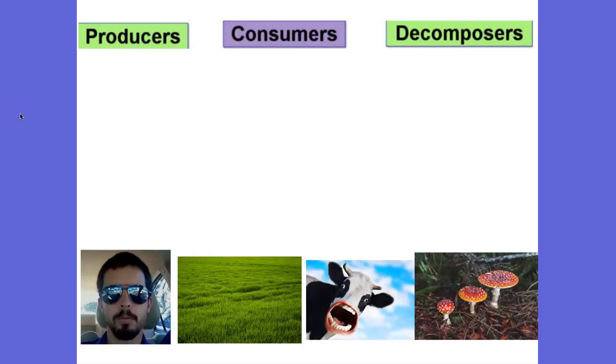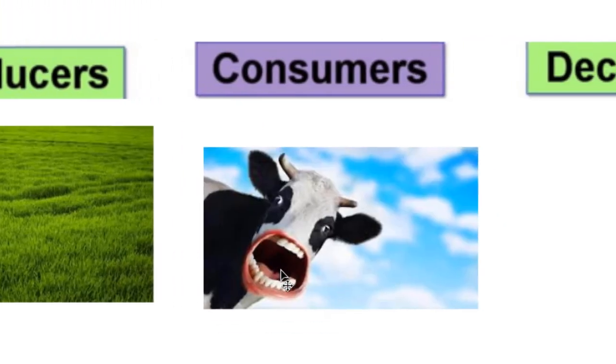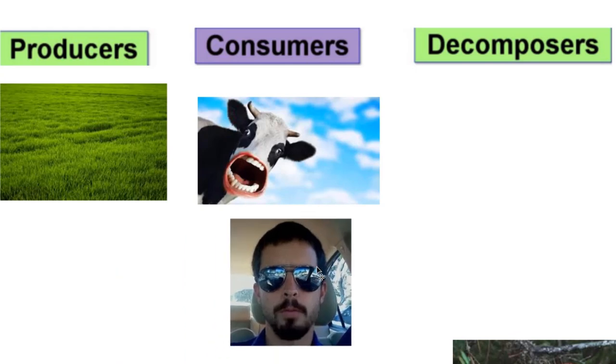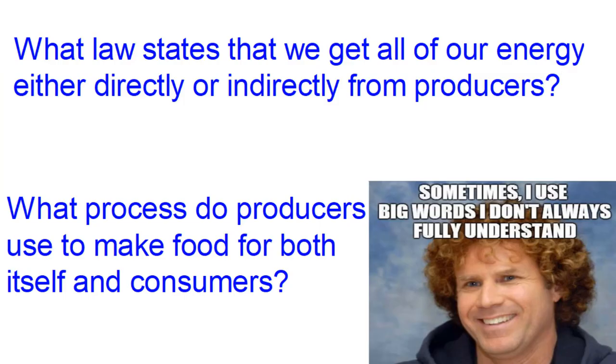There are producers, there's consumers, there's decomposers. Our producers are obviously our plants, like anything from grass, anything that is going to produce photosynthesis, and our consumers are the things that eat those plants. Things like a cow. And our decomposers are obviously things like bacteria and fungi. All right. You've learned that before.